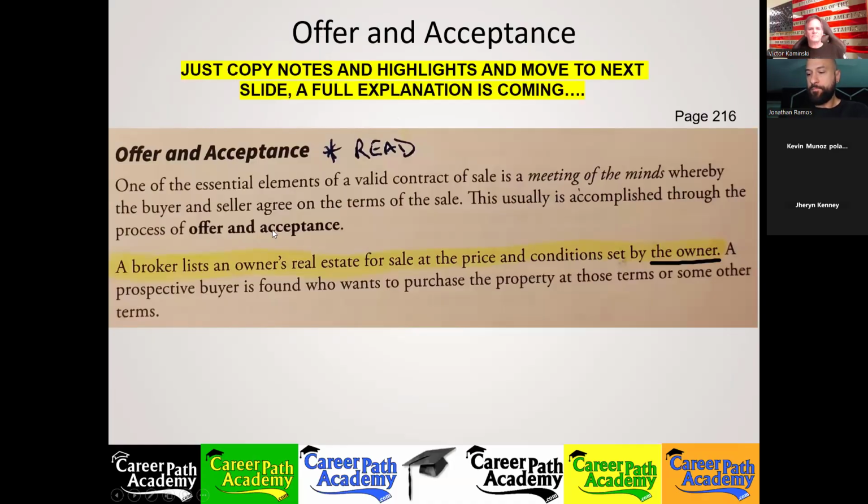Offer and acceptance is one of the essential elements of a valid contract, right? So a broker lists real estate for sale at a price and conditions that are set by the owner. Even though we give a CMA and suggest a price for them, who ultimately sets the asking price? The owner.